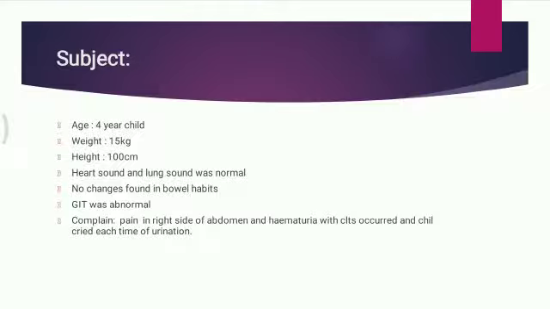SOAP notes. Subjective: age of child 4 years, weight 15 kg, height 100 cm. Heart sound and lung sound were normal. No changes found in bowel habits. GIT was abnormal. Complaint is pain in right side of abdomen, and hematuria with clots occurred and the child cried each time of urination.